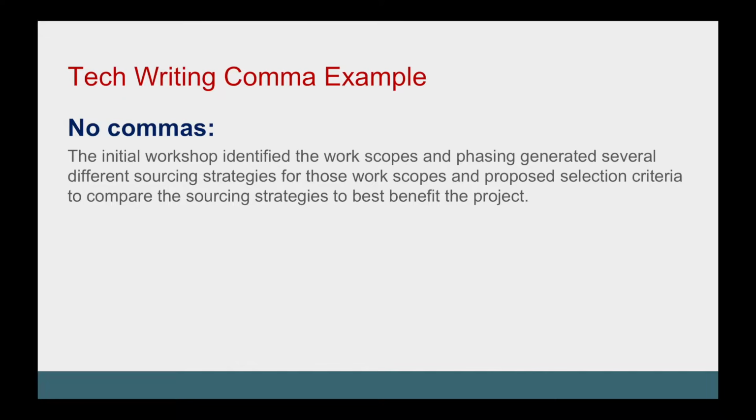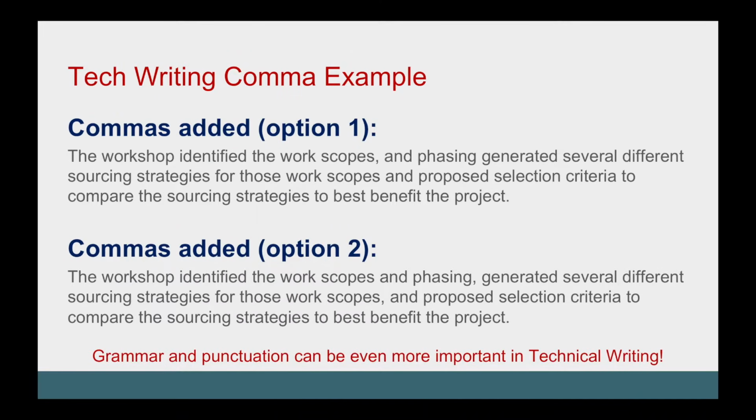Here is a sentence from a business document that has no commas. The sentence is the following. The initial workshop identified the work scopes and phasing generated several different sourcing strategies for those work scopes and proposed selection criteria to compare the sourcing strategies to best benefit the project. First, that's a really difficult sentence to read. It doesn't have any commas and we don't know where to pause. Let's look at some different examples of what the proper example may look like.